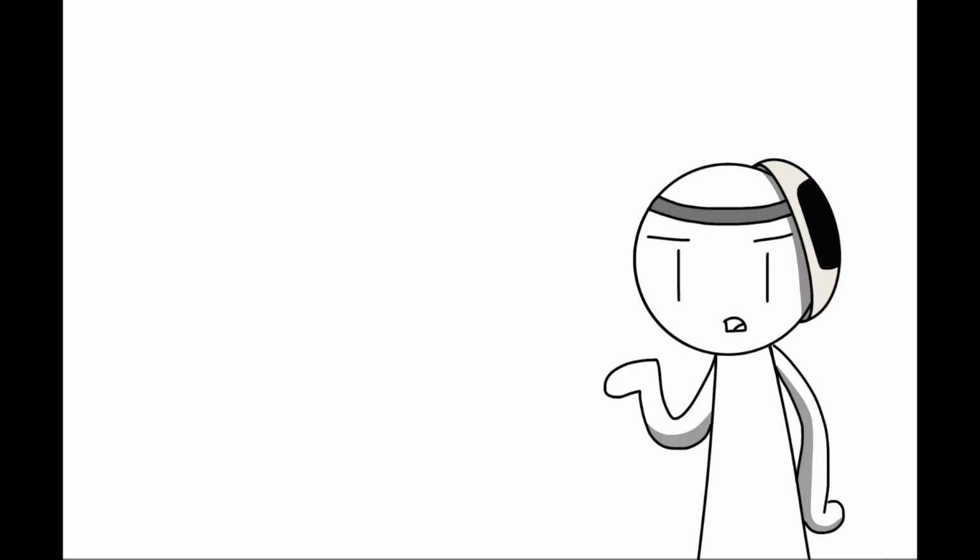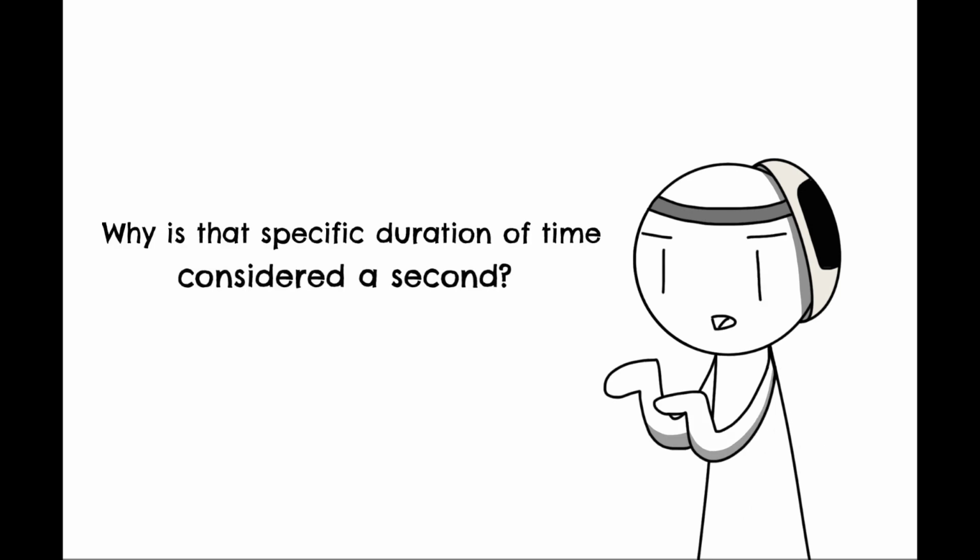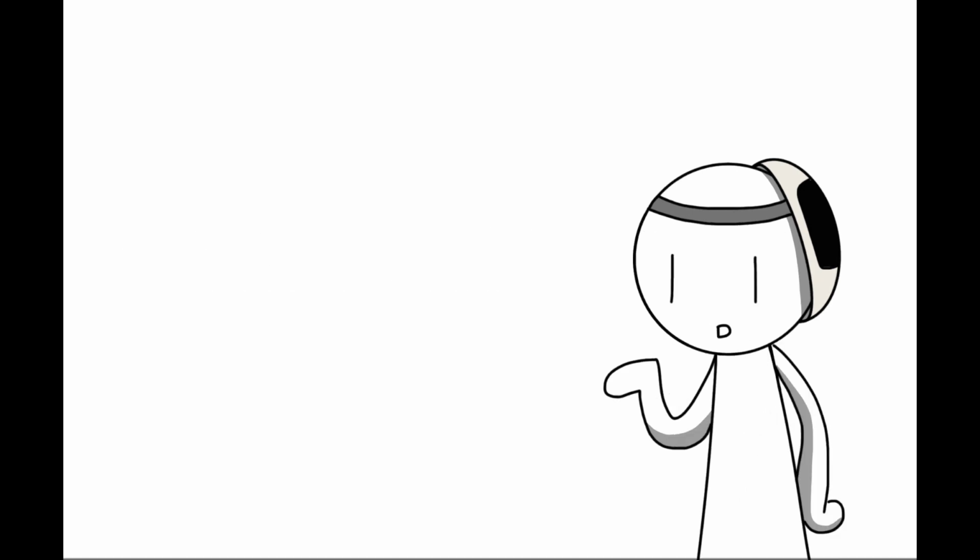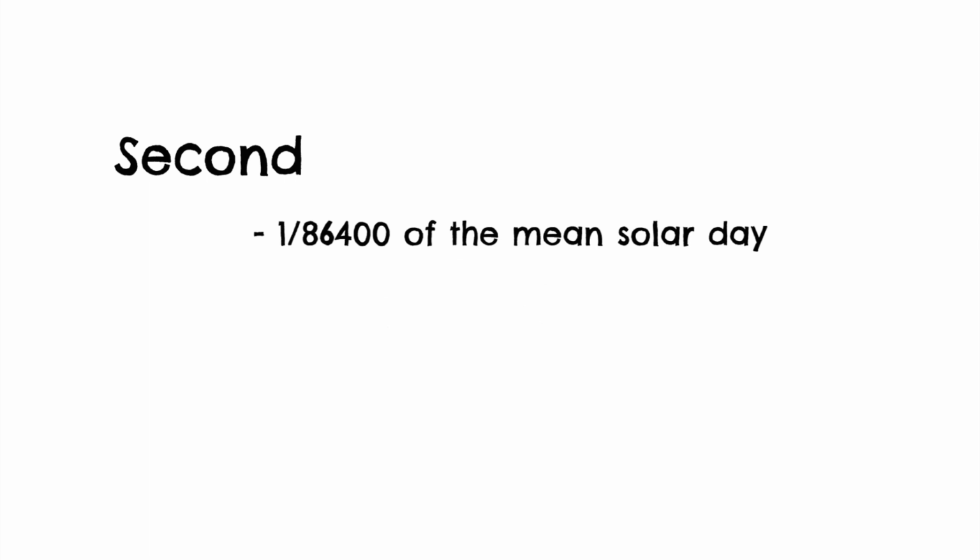But the second didn't have to be that long. It could have been 1, 2, 3, 4, but it's not. What I'm trying to say is, why is a second that specific duration of time? So I looked into it, and a second didn't have a proper definition. It was simply 86,400th part of the mean solar day.